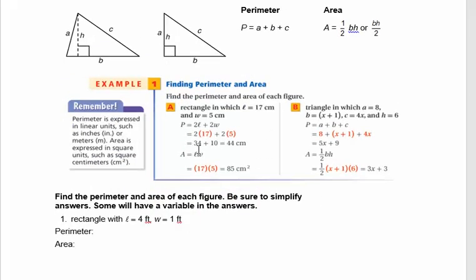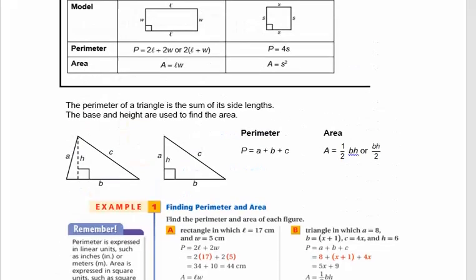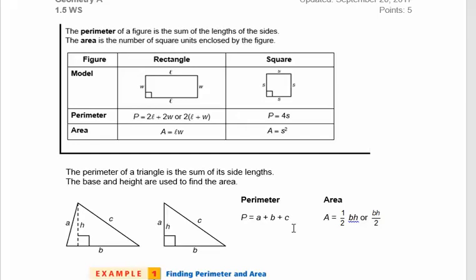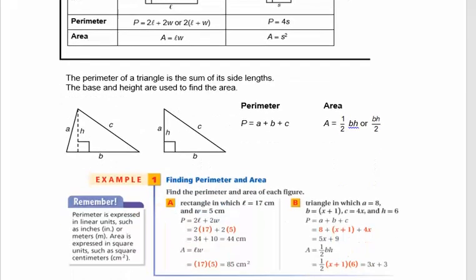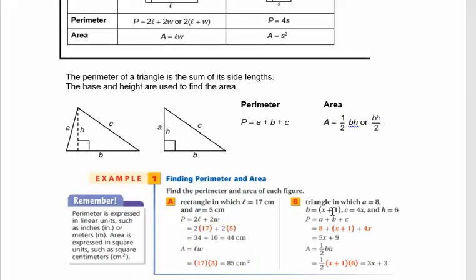For example, in this first example, it says a rectangle in which L equals 17 and W equals 5. They're both numbers, so you're going to be able to find a numeric answer for the perimeter and a numeric answer for the area by using the formulas, which are in this table and listed below for a triangle. But sometimes, like in example B, you have a variable in one of your dimensions, and then you're going to have an expression for an answer with the X or Y or something in it.